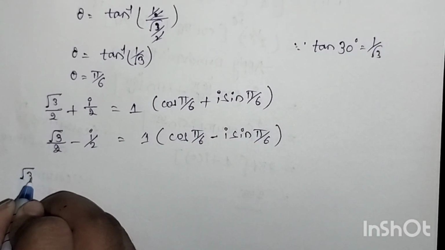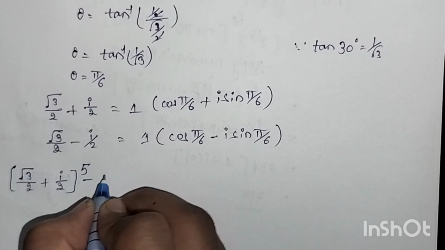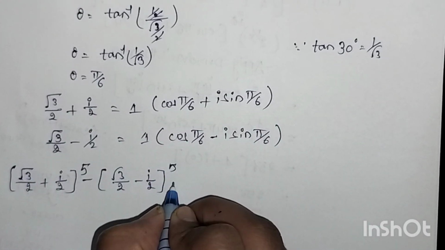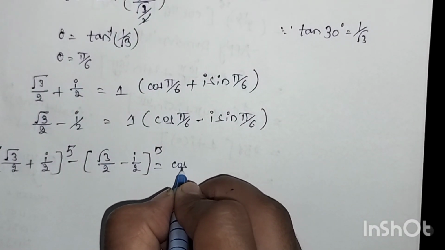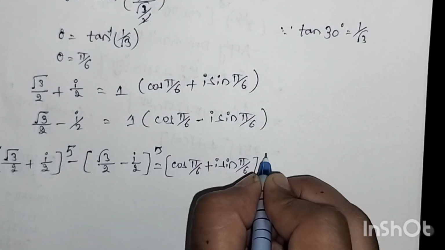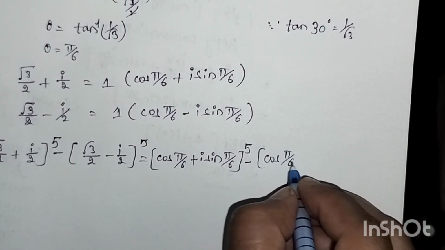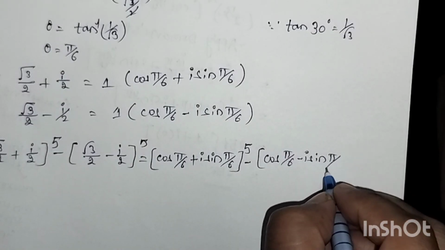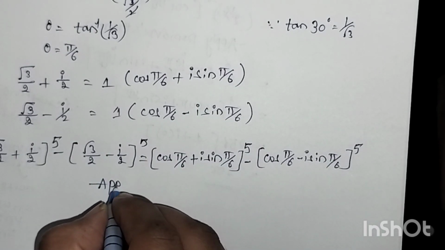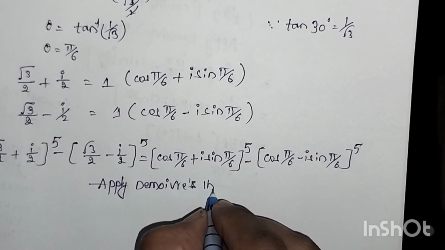Here, root 3 by 2 plus i by 2 whole to the power 5 minus root 3 by 2 minus i by 2 whole to the power 5 equals cos pi by 6 plus i into sin pi by 6 whole to the power 5 minus cos pi by 6 minus i into sin pi by 6 whole to the power 5. Now we can apply de Moivre's theorem.